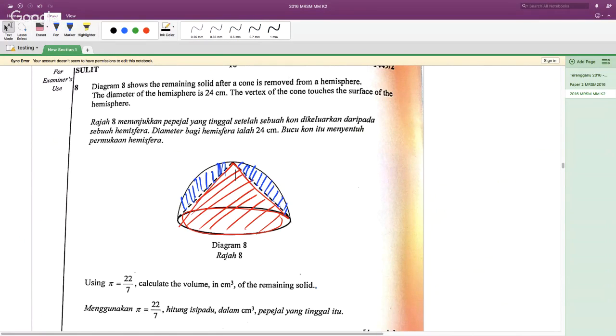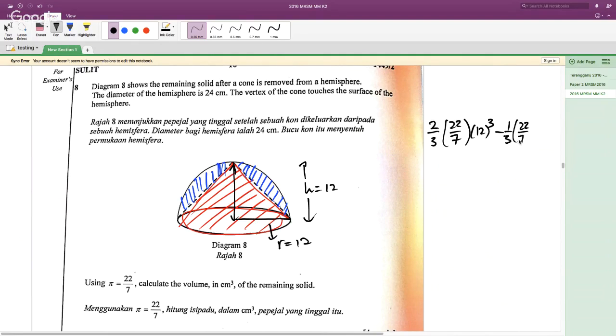So what I will do here is use the hemisphere minus the cone. This is the whole idea. I have to know the radius: r equals 12 because the diameter is 24, and r is just half of it. The height of the cone is also 12 because this is a sphere. So I use the hemisphere formula, 2/3 pi r cube, minus the cone, 1/3 pi r square h, with h equal to 12. This is the remaining solid. Just solve this and you should get the correct answer.